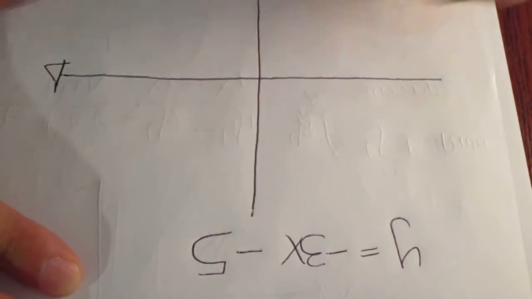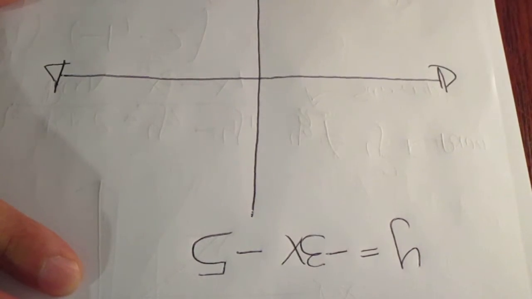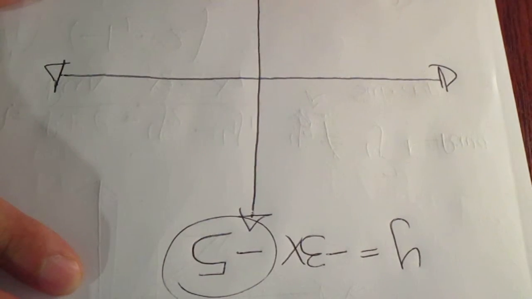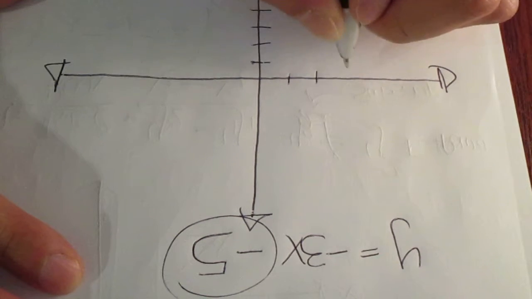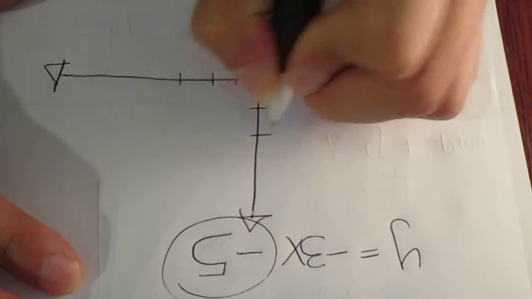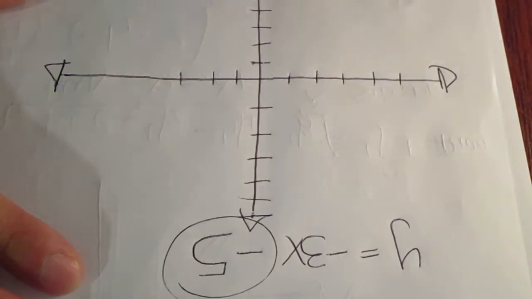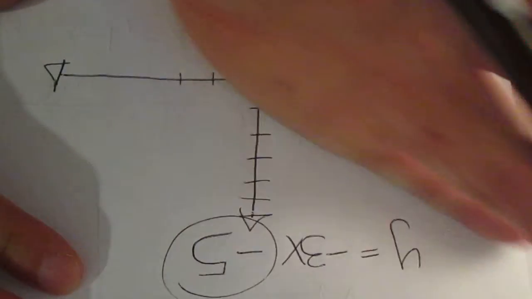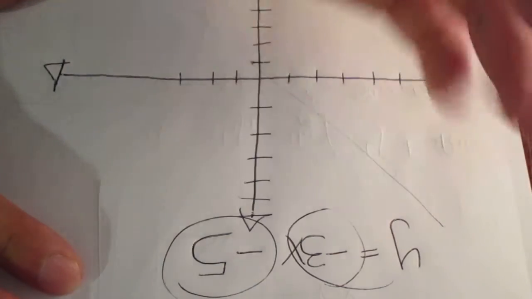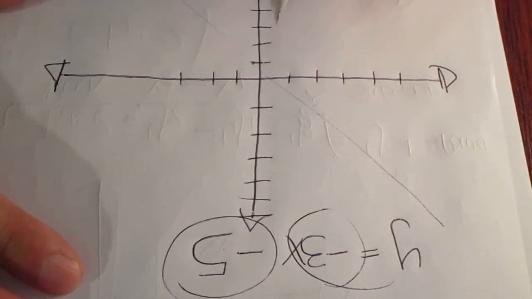Okay, so -5 is our y-intercept, so it's always on the y-axis, so it's 0, -5. We count 1, 2, 3, 4, 5. We know it's going to slope this way because of the -3. Okay, so we know it's going to look like that. So first, our y-intercept is (0, -5).